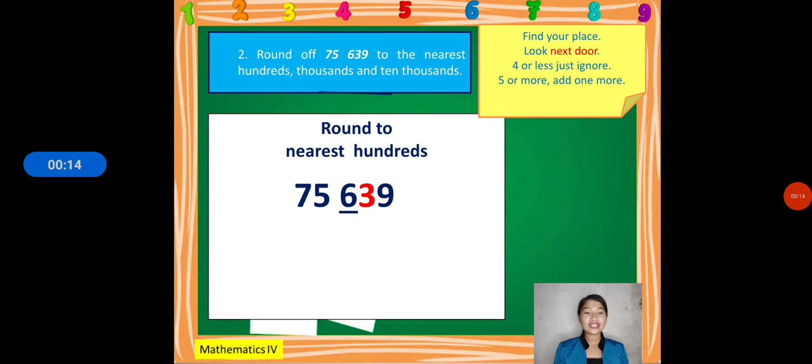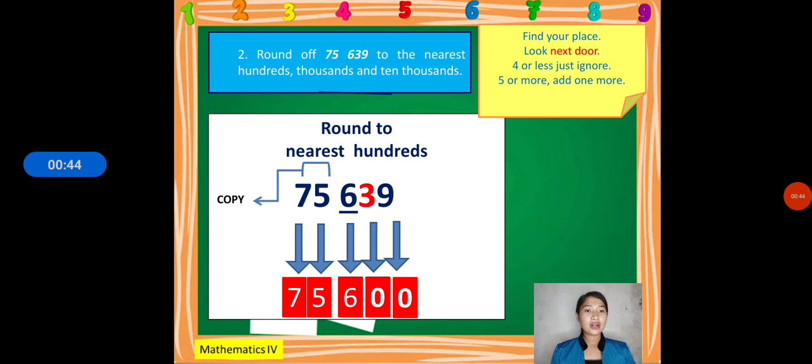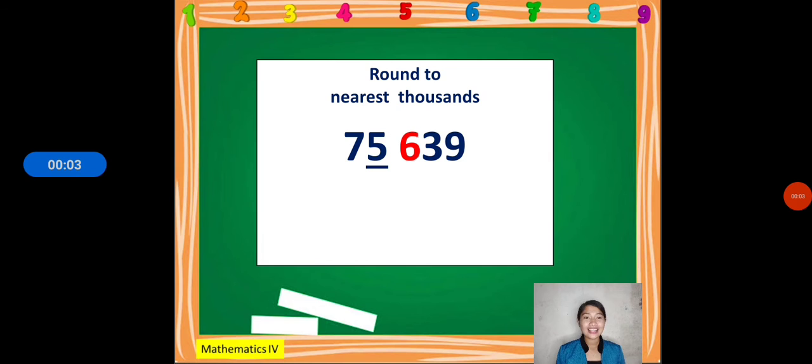First, round to nearest hundreds. 6 is in the hundreds digit. Next to 6 is 3. 3 is less than 4. We will ignore it and copy 6. Change those numbers to 0 and copy those remaining numbers. Therefore, 75,639 is nearest to 75,600.